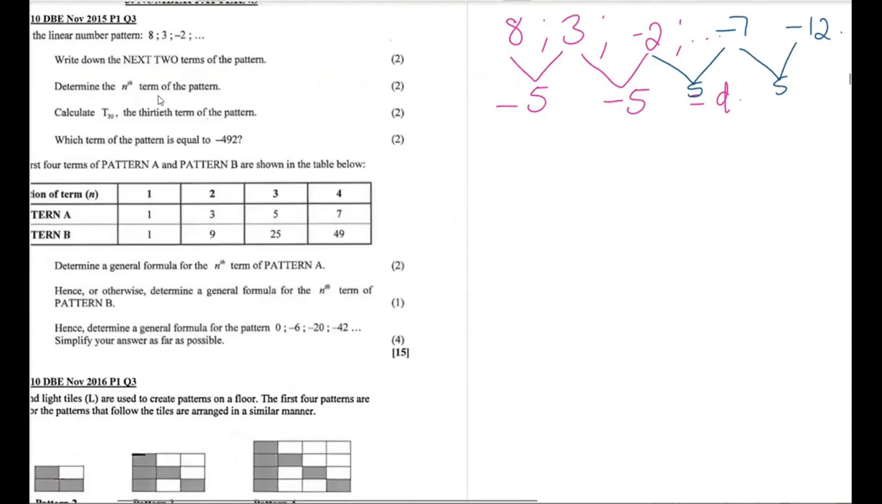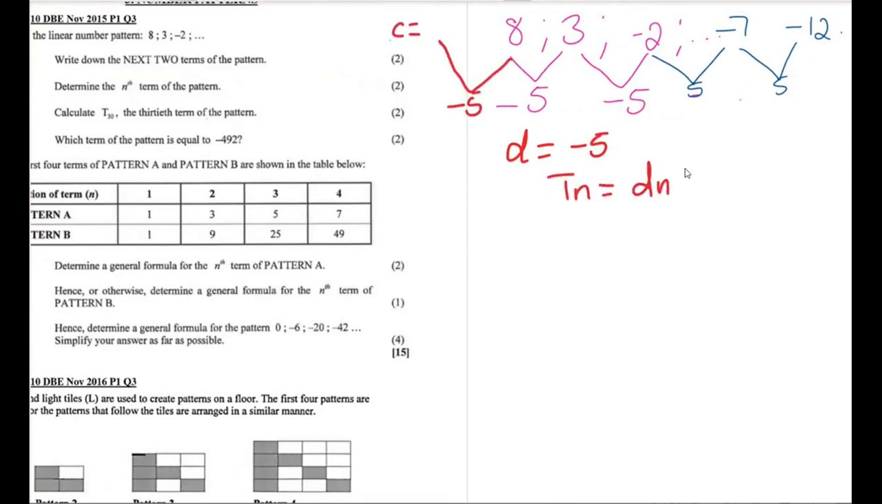Then the question goes on to say, now find the nth term of the pattern. What are we looking for when we hear that? We want to find the general term. We have already noticed that D is equal to -5, so we are going to find C. We write that Tn equals Dn plus C. D is -5n, and C is equal to 18. There we go, we have found our general term.